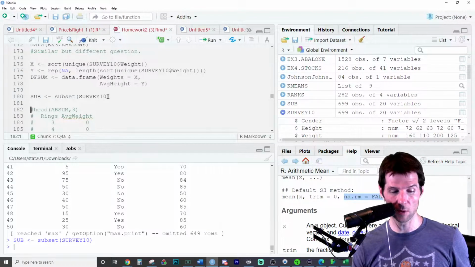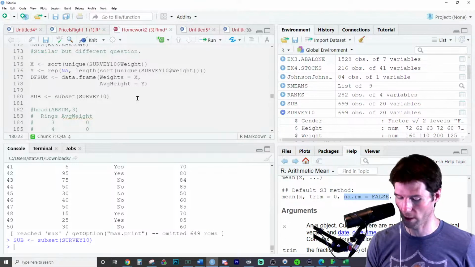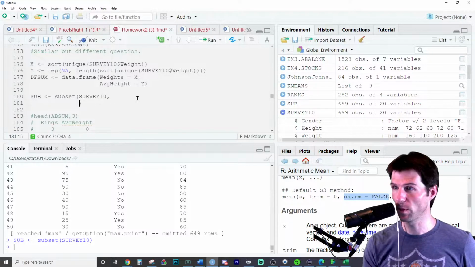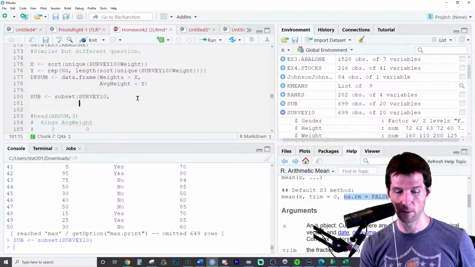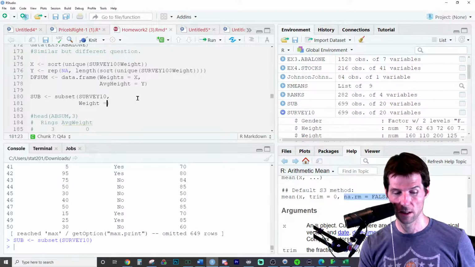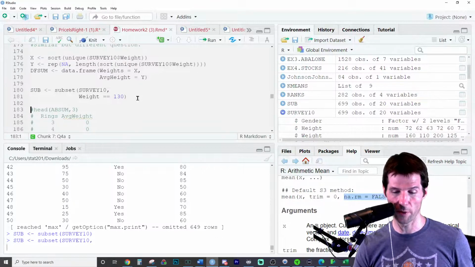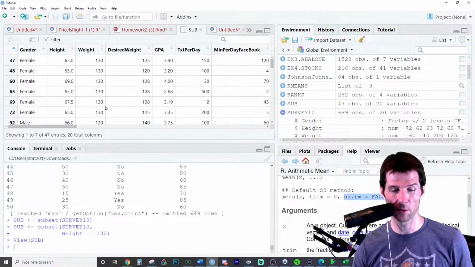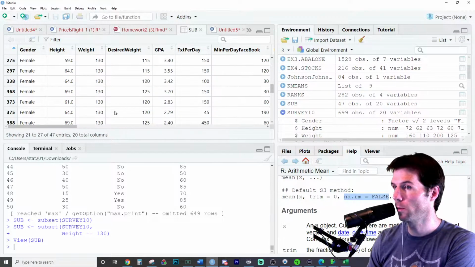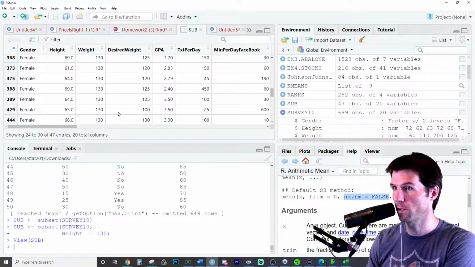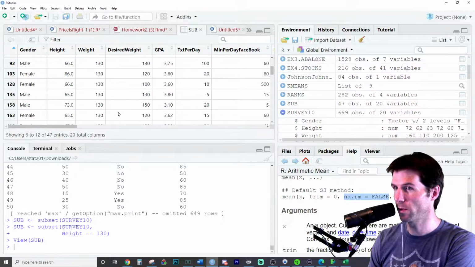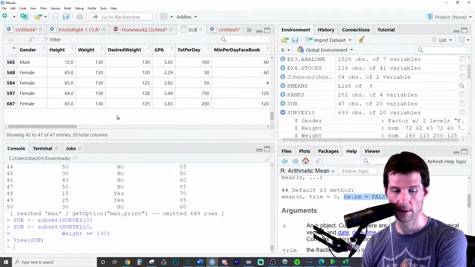To get into the conditions part, we put a comma, and that makes a new argument. So here's our comma. We hit enter to make it look nice. And then we say weight equals, for logical equals, 130. And what do you notice about every single person right here? What do you notice about all the people in this subset?